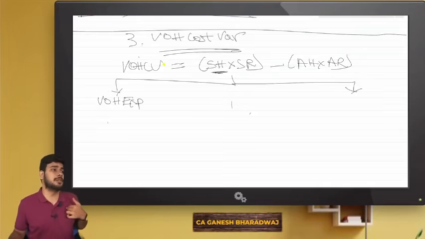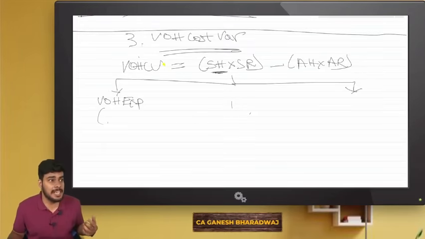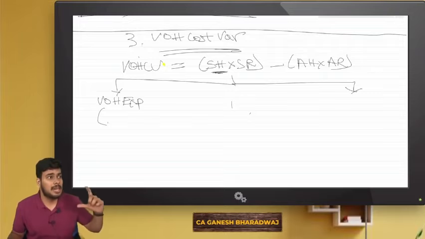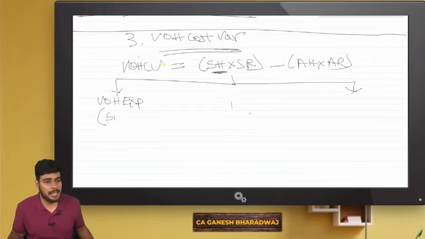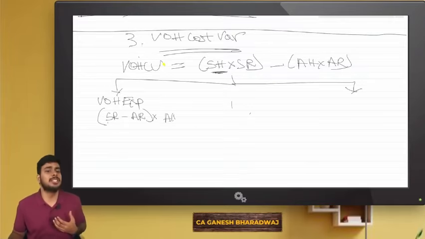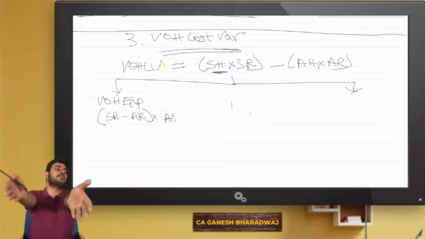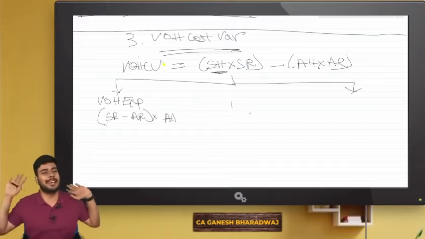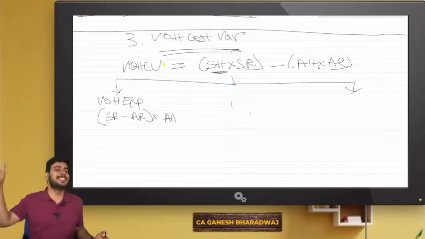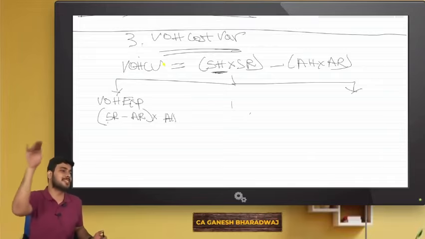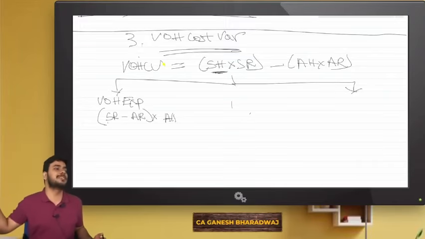Now, variable overhead expenditure variance. Who is responsible? The maintenance guy. What is he responsible for? Rate. So what comes inside? Standard rate minus actual rate into what? Actual hours. Who is responsible for the hours? The same production manager. So whatever happens, on this side of the chart, always the same guy is responsible, the production manager.